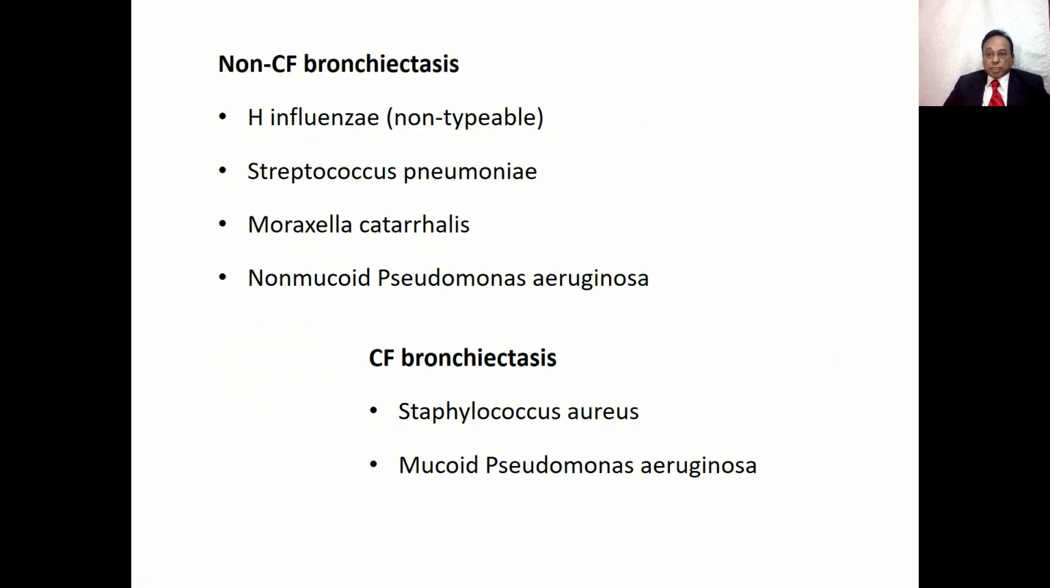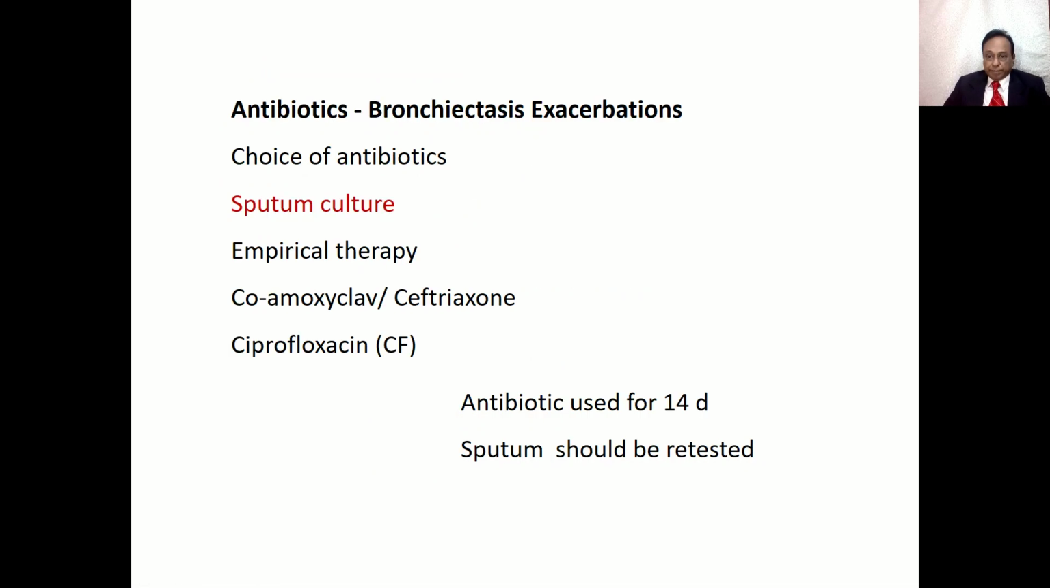And once exacerbation occurs, it is typically due to a bacterial organism, particularly in non-cystic fibrosis, that is non-CF bronchiectasis. Common organisms are Streptococcus pneumoniae, non-typable H. influenzae, and Moraxella. Whereas in CF, you should always remember Staphylococcus and mucoid forms of Pseudomonas aeruginosa. I think this knowledge is very, very important.